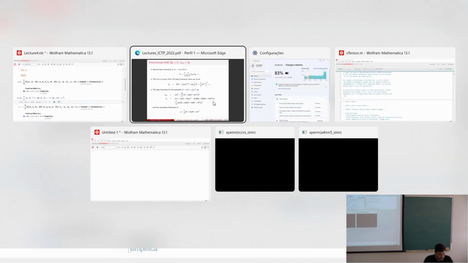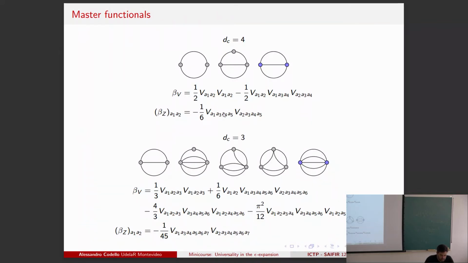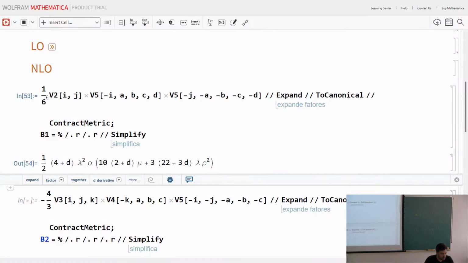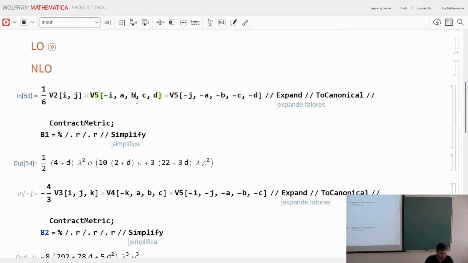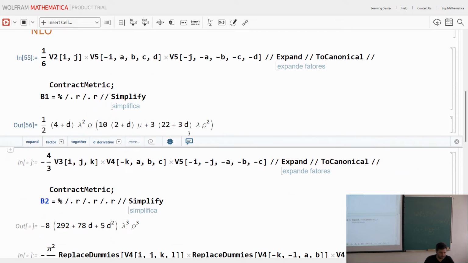Because you see, now if you go back here, I go to my master formula. See, I have 1/6, this combination, minus 4/3, this combination, and then minus pi square over 12, this combination. So this is the 1/6. And so I go here, few seconds, and it does. And this is the output. The term which does not scale with n.